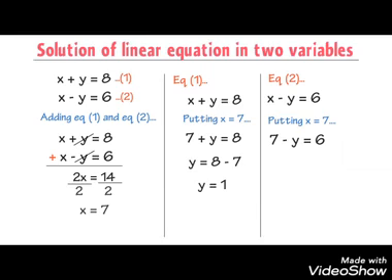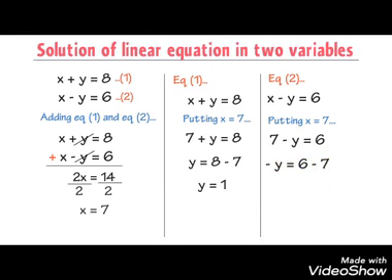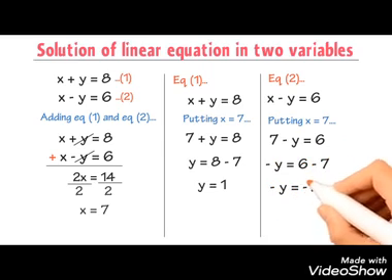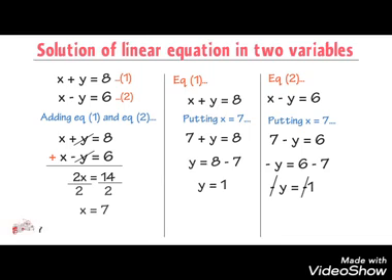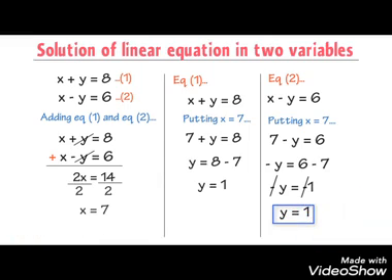7 minus y is equal to 6. Now minus y is equal to 6 minus 7, or minus y is equal to minus 1. Minus and minus sign are cancelled out. As a result, we get again y is equal to 1. Thus we learn that either you put the value of x in equation number 1 or in equation number 2, it will always give you the same value of y.